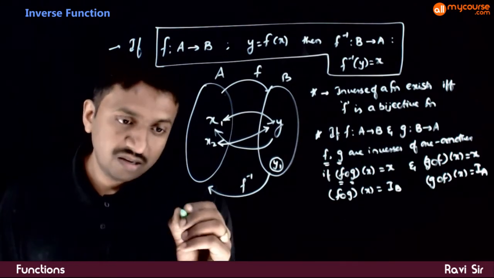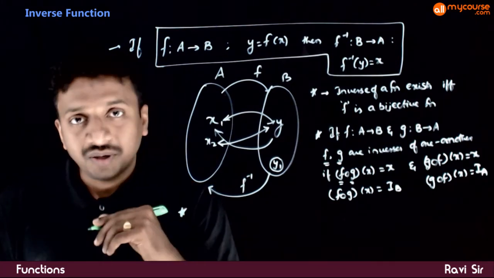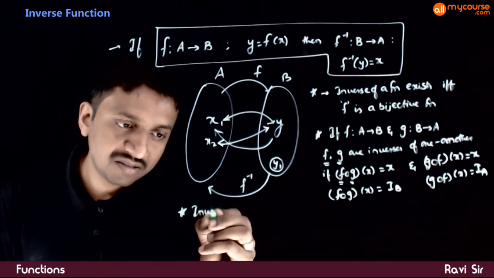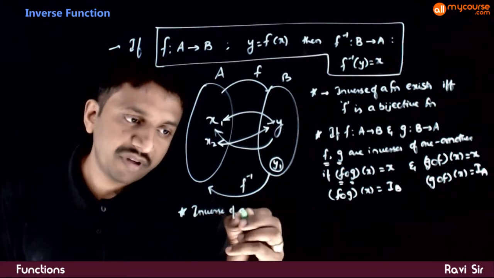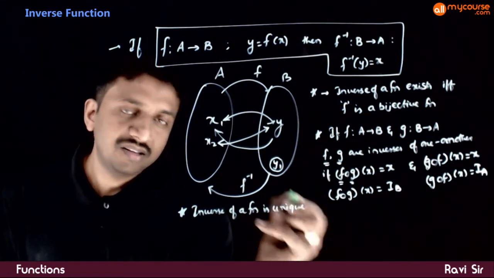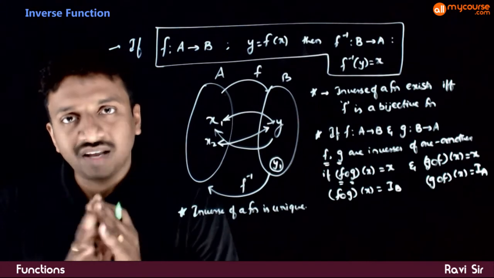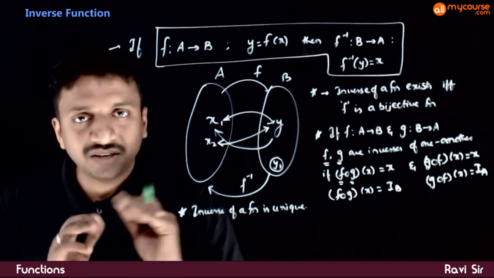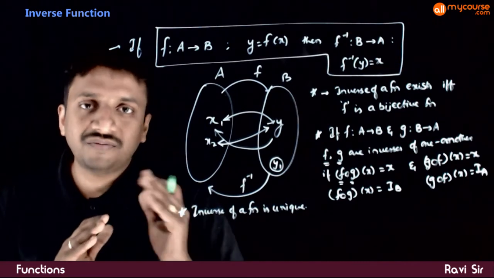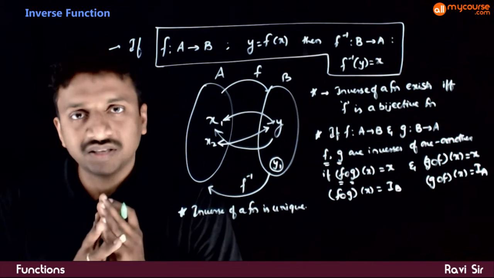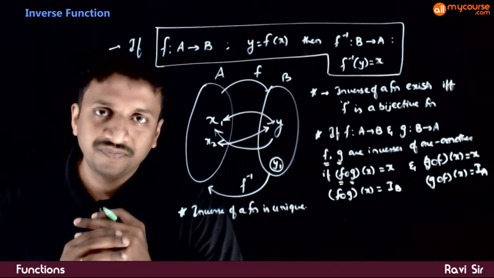Now, what are the other things that you need to remember about inverse functions? So the inverse of a function is unique. There cannot be two different inverses for a single function. So if you take a bijective function, the inverse of the function is a unique function. Because you have only one inverse corresponding to a function.